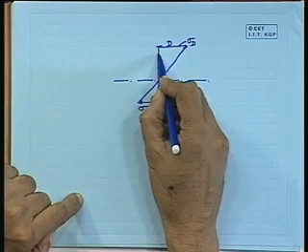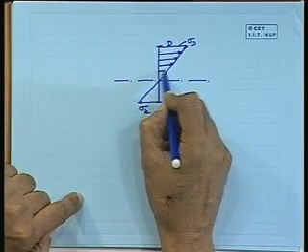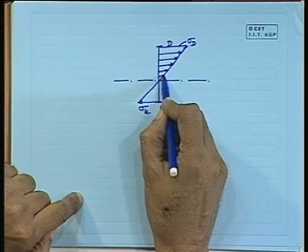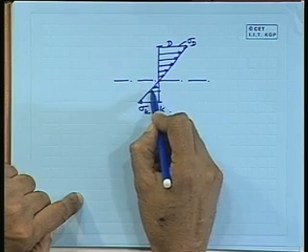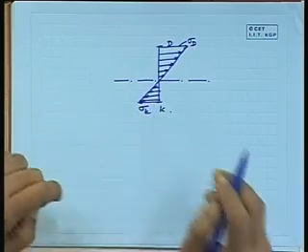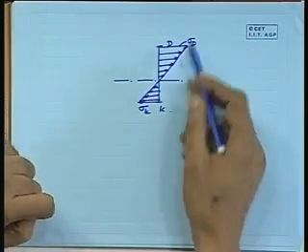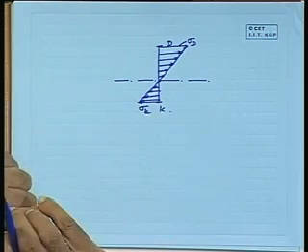It is linear. So this is the variation. If you consider the top is tension, then the bottom is compression in the opposite direction. So bending stress is always considered to be linear, and at the neutral axis it is going to be 0.